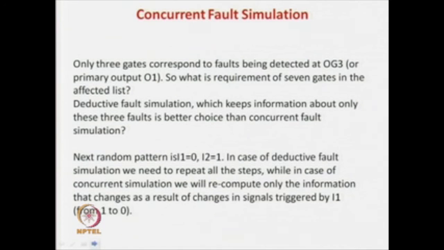Okay. So, that is what is the case. So, now what was our discussion, you summarize. Only 3 gates correspond to the fault being detected at this one. So, what is the requirement of 7 gates in the affected list? That is the very important thing.